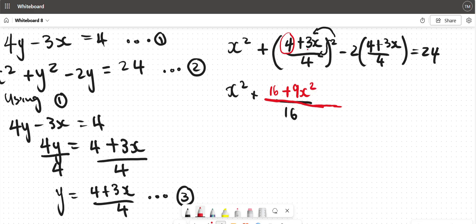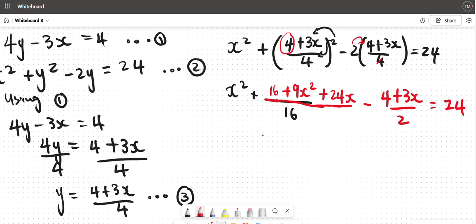Times them together, you get a 12x. And times it by 2, so you get a 24x. And there we go. Then this negative 2 times into this bracket will just cross cancel with this 4 there. So you end up with a negative 4 plus 3x over 2, all equal to 24. I hope that looks good to you guys, right?